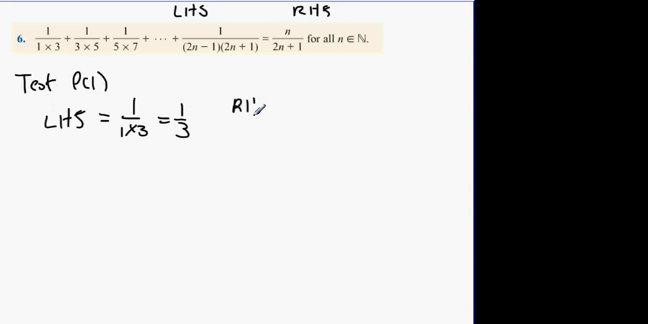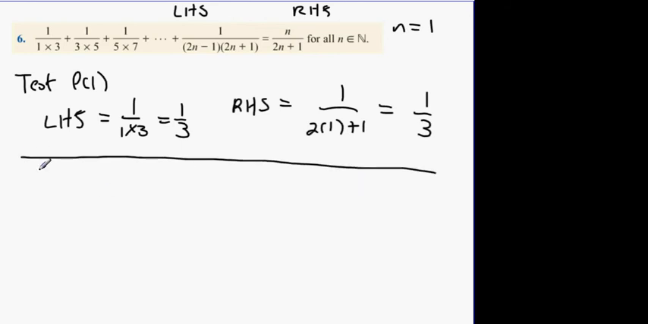The RHS will equal, n is 1, so remember n equals 1, so it's going to be 1 divided by 2 times 1 plus 1 equals a third. And then once we test that, that's part 1. Now part 2 is assume true for P of k.